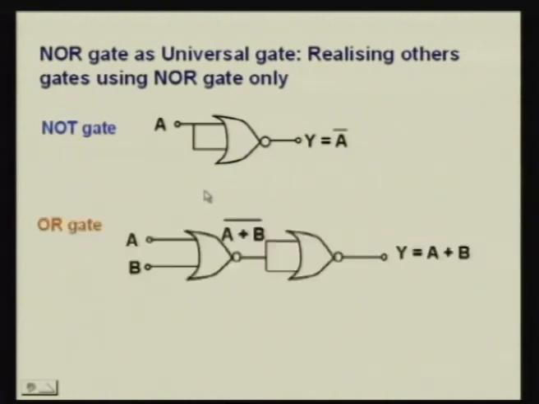OR gate. For an OR gate, we have to invert the output of the first NOR gate by using a second NOR gate. So we have A and B, and the output of the first NOR gate will be A plus B complement, and we invert it again by using a NOR gate as a NOT gate. We will get Y is equal to A plus B, which is simply the function of an OR gate. Now how can we realize an AND gate using only NOR gates?